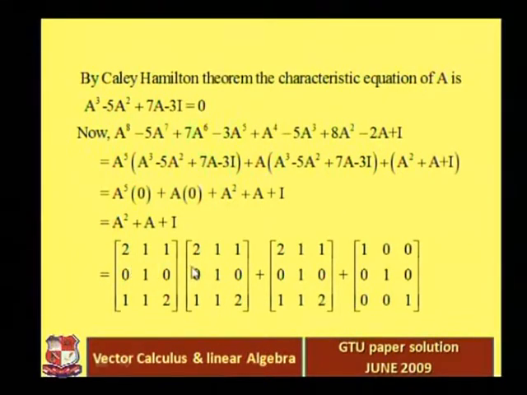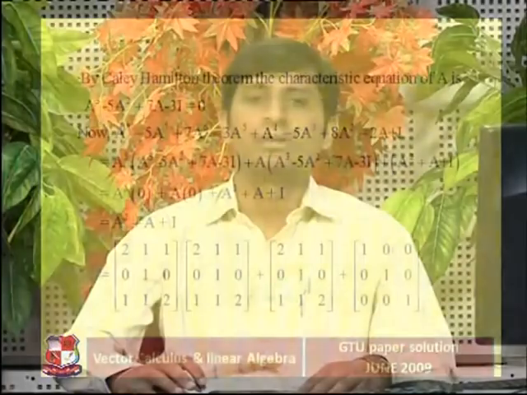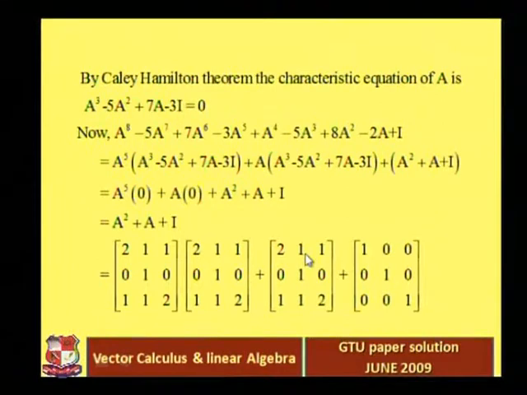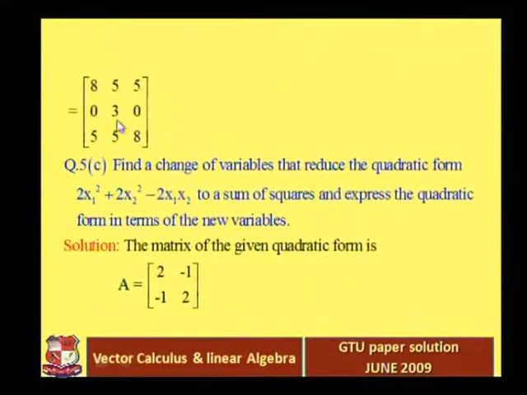So just multiply these two matrices, and then addition of the three matrices is quite easy, right? You just have to add each and every element. So it's quite easy to solve. So this is the matrix we get: [8 5 5; 0 3 0; 5 5 8]. So here is the complete solution of this question.